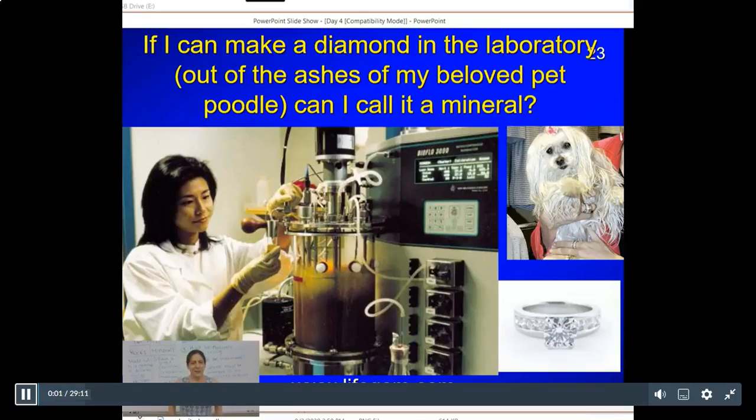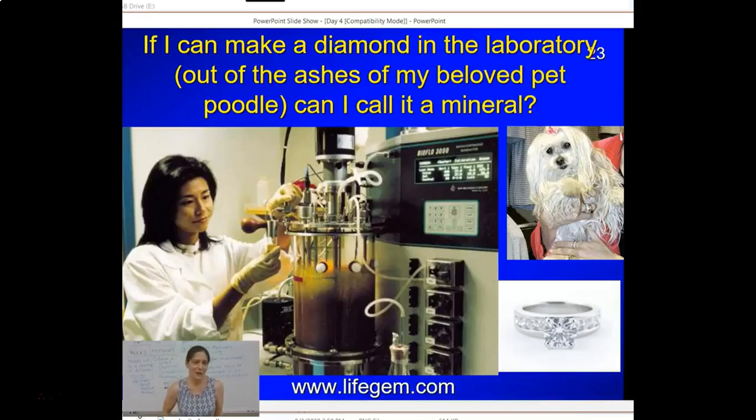So there's this company called LifeGem. If you're interested, and I'm not trying to market for them, you can go to lifegem.com, written there on the screen. What this company will do is take the ashes of a loved one, like maybe your pet poodle, and put it in a machine, and they will compress that carbon that's in the ashes of your loved one and turn it into a diamond. But anyways, on that lovely note, if you can make a diamond in the laboratory out of the ashes of your beloved pet poodle, should I be calling that a mineral?